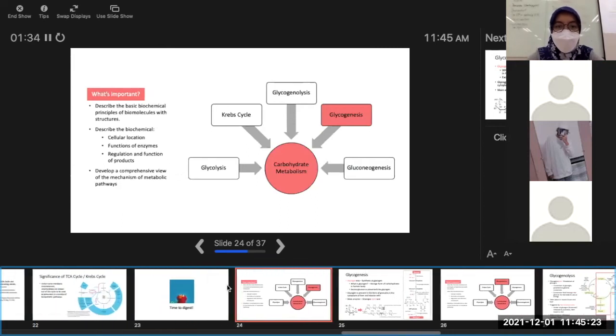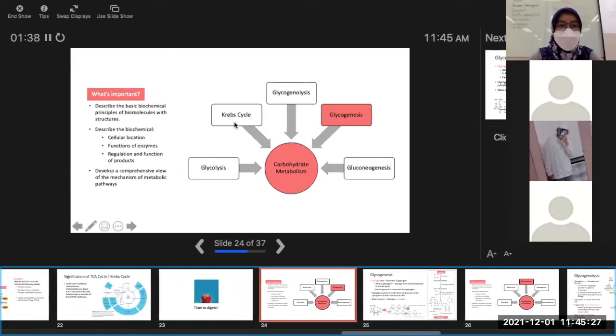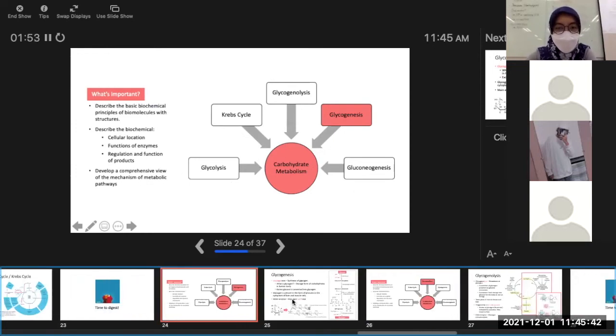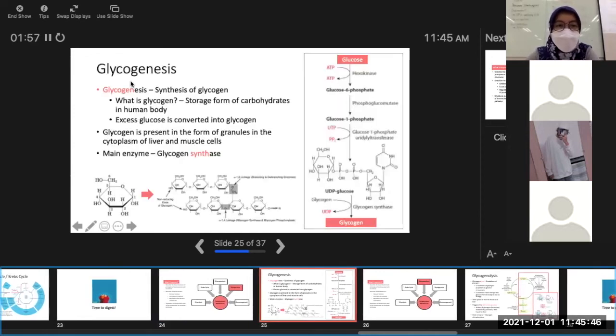All right, so we have covered glycolysis and then the Krebs cycle. Just for us to remember, the Krebs cycle is the continuation of glycolysis, where pyruvate turns into acetyl-CoA, and that's when they yield ATP or energy. Next would be glycogenesis. If lysis means to break down, what does genesis mean? Generate or synthesis. So glycogenesis means synthesis of glycogen. If you remember, glycogen is the storage form of carbohydrate. Whenever there's excess glucose, our body will store it in the form of glycogen.